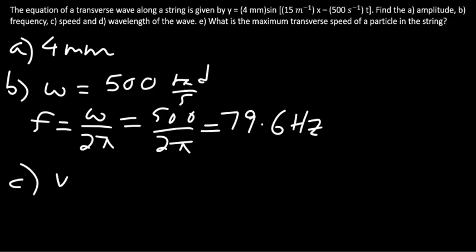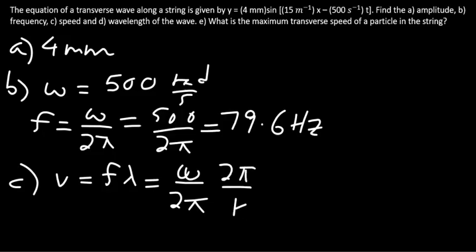Now let's calculate the speed of that wave. Now we know the speed is given by frequency times the wavelength. Now we know frequency is the angular frequency over 2 pi, and the wavelength is 2 pi over the wave number. So you see the 2 pi goes away, and you get the speed as angular frequency over wave number.